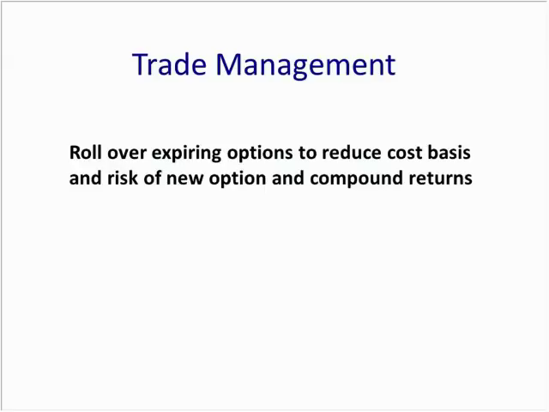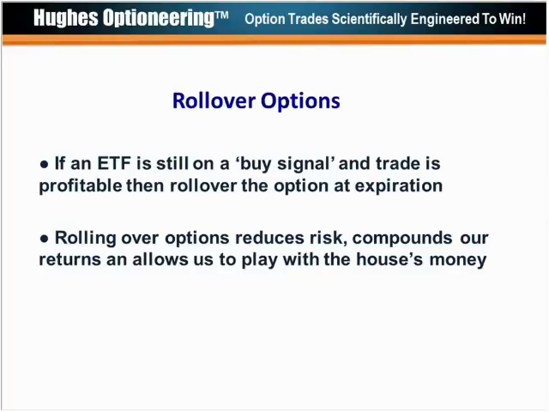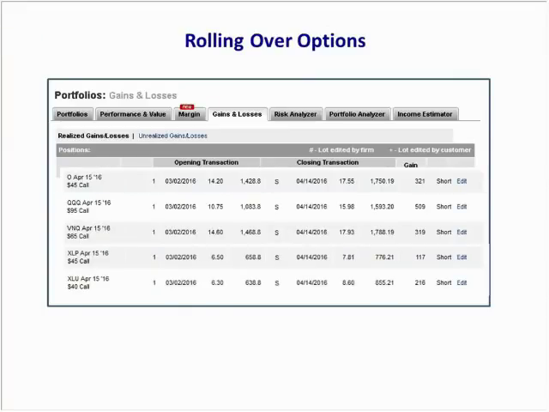Let's talk about one of our other trade management rules: we roll over expiring options to reduce the cost basis and risk of the new option, and that allows us to compound our return. So if an ETF is still on a buy signal and the trade is profitable, then we'll roll over the option at expiration. And as I said, we usually go out 1 to 3 months with our call option purchases. And when you roll over options, you reduce the risk, and that allows you to compound your return. So let's just look at a few examples.